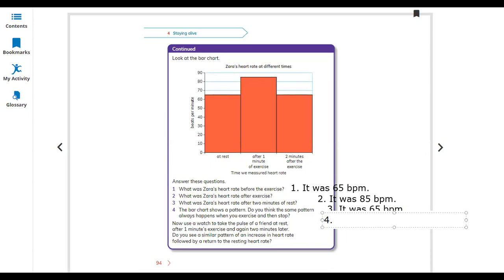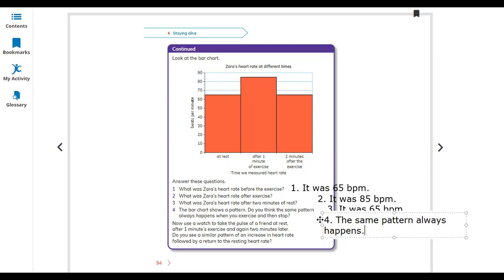So you can write it. The same pattern always happens when you're doing exercise. Why? Because the body needs more oxygen, and after a short time, the heart slows down back to the normal rate of beating when the body is at rest.